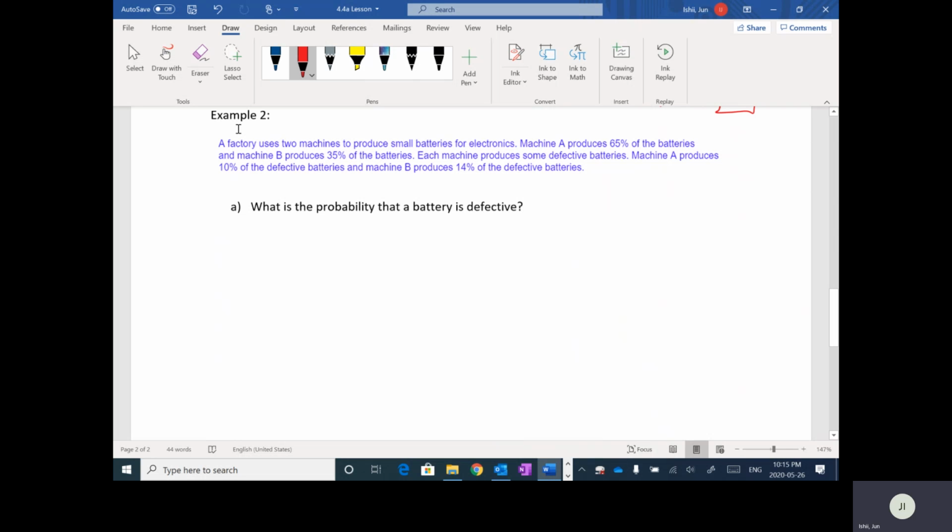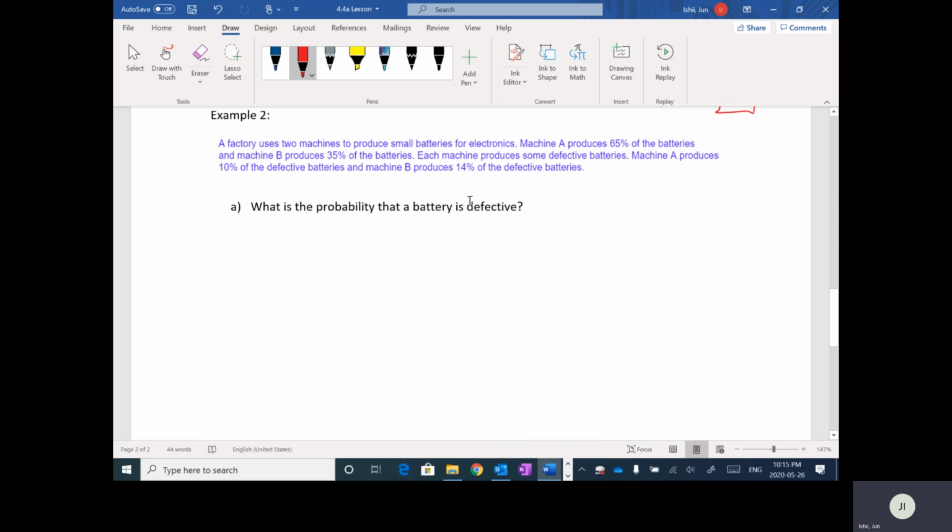All right, so let's go into example 2. A factory uses 2 machines to produce small batteries for electronics. Machine A produces 65% of the batteries, machine B produces 35%. So between the 2 machines, that's 100% of the batteries. Each machine produces some defective batteries. Machine A produces 10% defective, and machine B produces 14% defective batteries. What is the probability that a battery is defective?